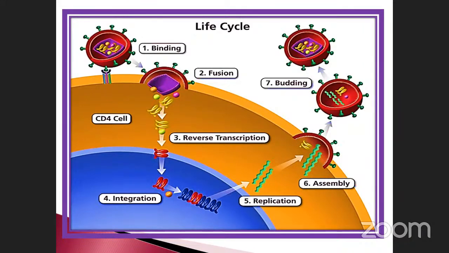After that, fusion also takes place, and the RNA molecules are inserted. When it is introduced, the RNA molecule enters the host cell, and the process is called reverse transcription. What is the meaning of reverse transcription? When it binds with the receptor, it enters inside. Finally, the single-stranded RNA molecule produces the DNA molecule. The DNA molecule enters inside, and integration takes place within the host cell nucleus.